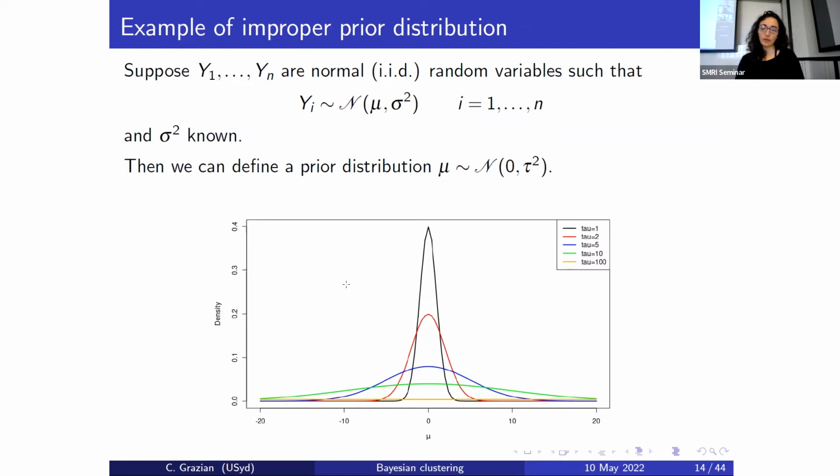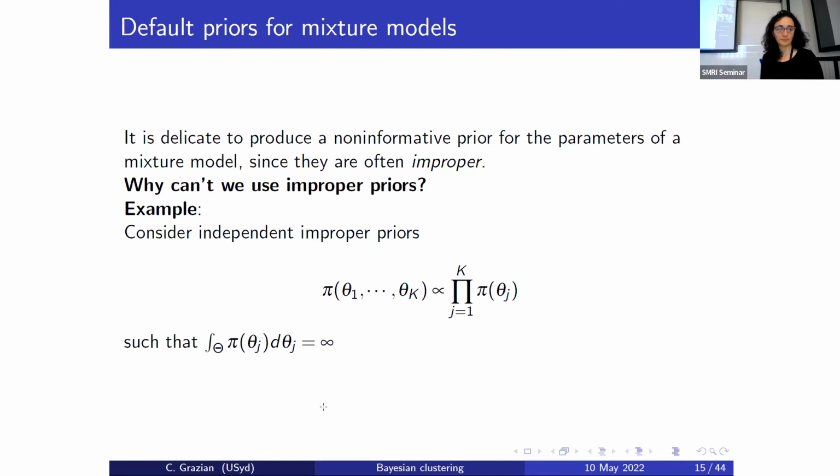So for example, if I use a normal prior with an increasing variance, I obtain normal distributions which are flatter and flatter. And so you can assume that the variance goes to infinity, and that is an improper prior. But of course, to use improper priors, you have to check that the posterior distribution is actually proper, so it's a density or mass function.